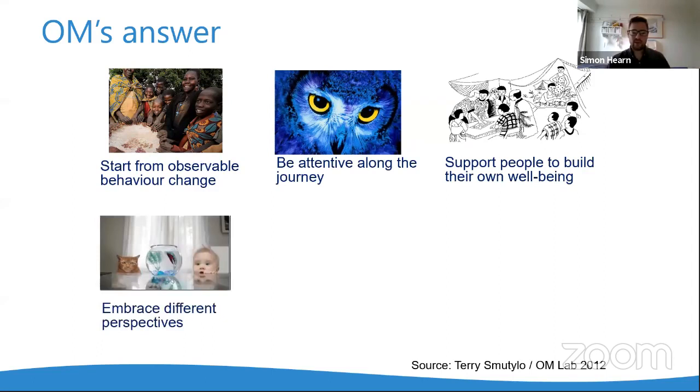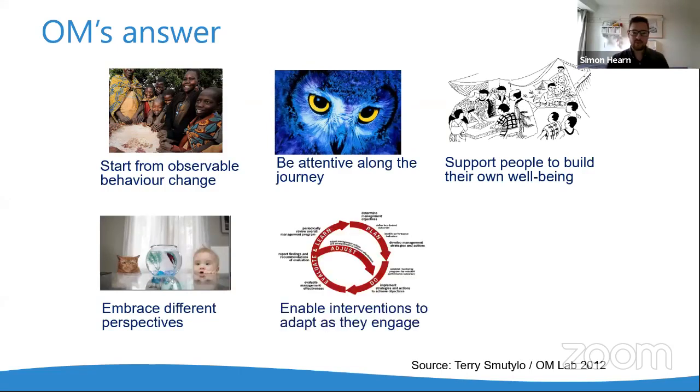Outcome mapping is trying to help us embrace different perspectives, seeing the problem or the situation from different angles and inviting opposing perspectives into our discussion. It's helping us to adapt our interventions as we go, not just sticking to the plan, but recognizing that we need to change the plan.